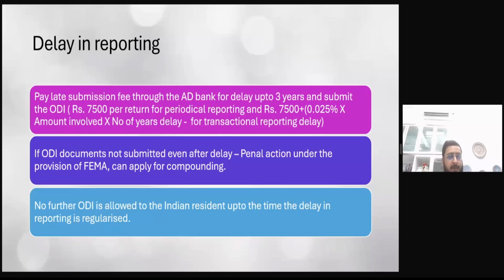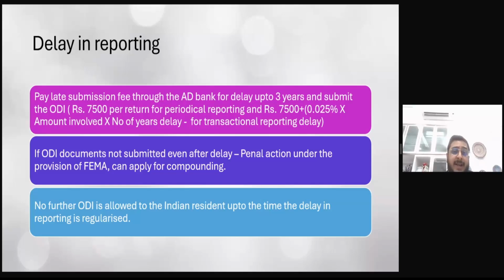Earlier, under FERA, the violations were criminal. Now the violations are more civil. So if there's a delay of up to 3 years, you can pay a late fee and regularize your transactions. The late fee, if you see the calculation, is basically rupees 7,500 per return for periodical reporting. For example, if there's a delay in filing form FLA, or a delay in filing form APR, it is 7,500 per return.